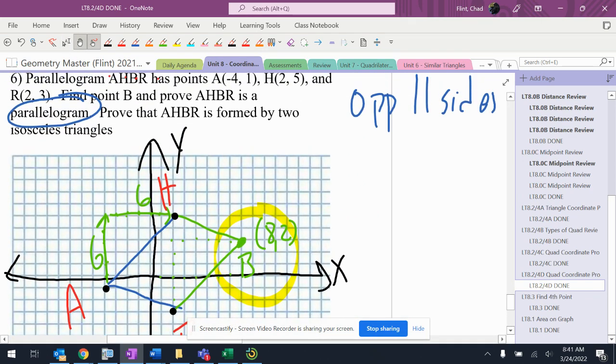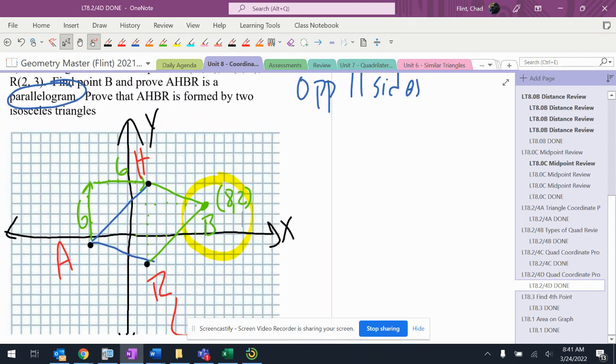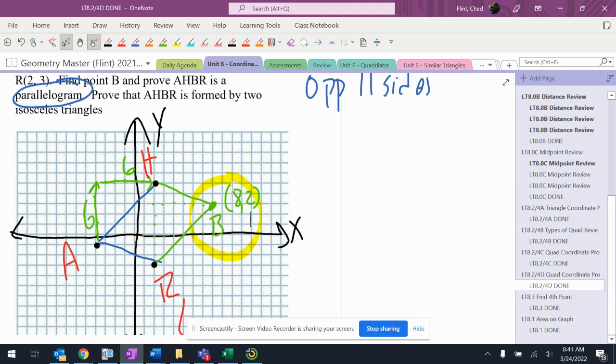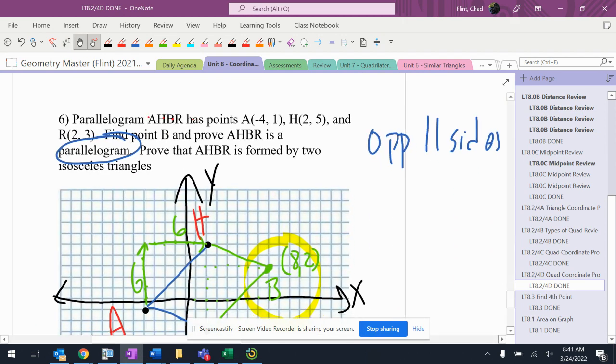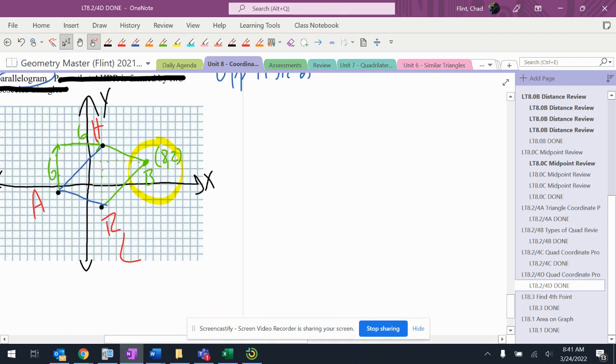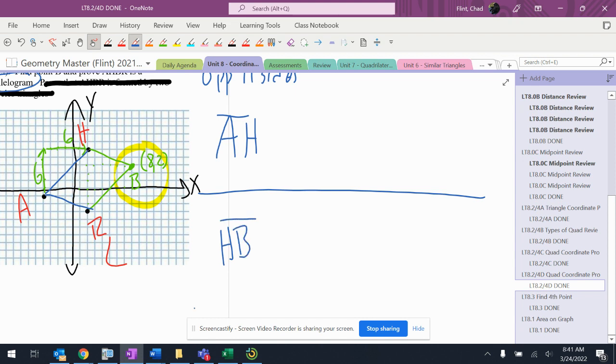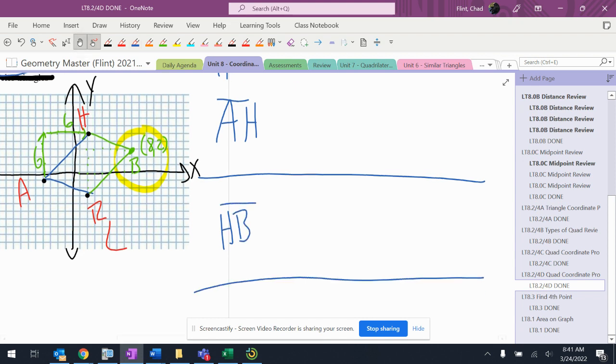So it says find B and prove it's a parallelogram. All right, well, I still have to prove it's a parallelogram. It also says prove that it's formed by two isosceles triangles. I'm going to kick this out of here because we already did that on a problem earlier, and there's no point in having you do it again other than just busy work. So I am going to prove this is a parallelogram. AH, HB, BR, and AR.